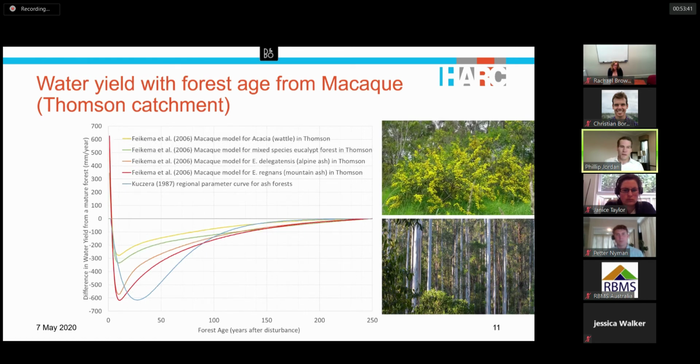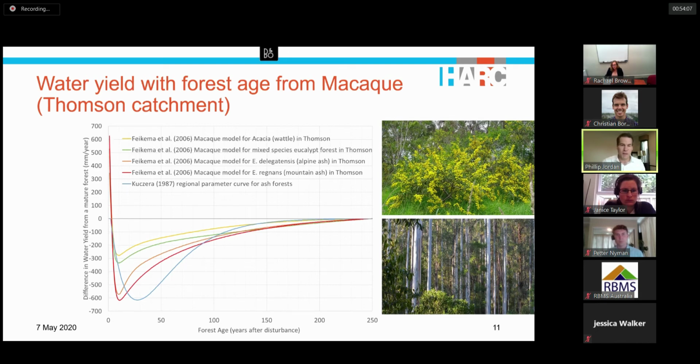The Wood and Water Study and the modelling that was done by Paul Fakemer and others also looked at other species. So they were able to look at derivations of the change in water yield for other species types. And you can see that for Delegatensis and regnans, so the ash-type forests, there's a fairly similar response curve. And it's, again, similar in peak to the Kazira curve.